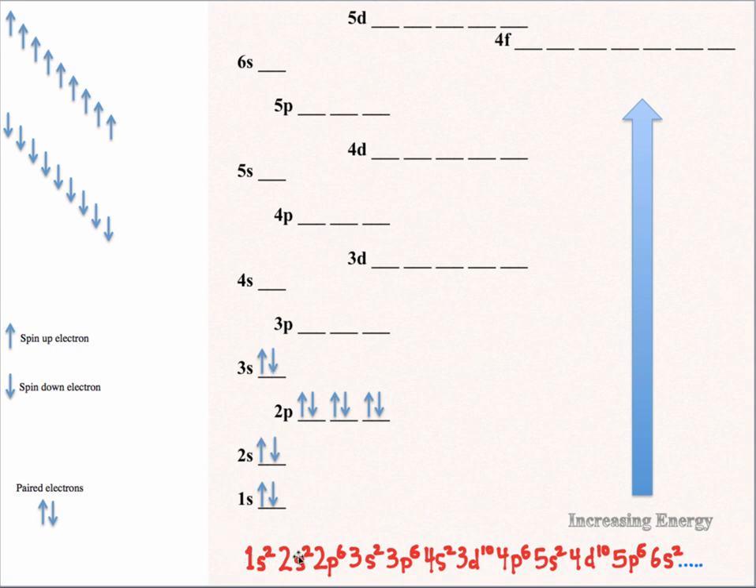Magnesium would be 1s2, 2s2, 2p6, 3s2. The next electron goes, and then, usually they're all drawn up like this. Actually, if you look at, let me do this one for the 3p.